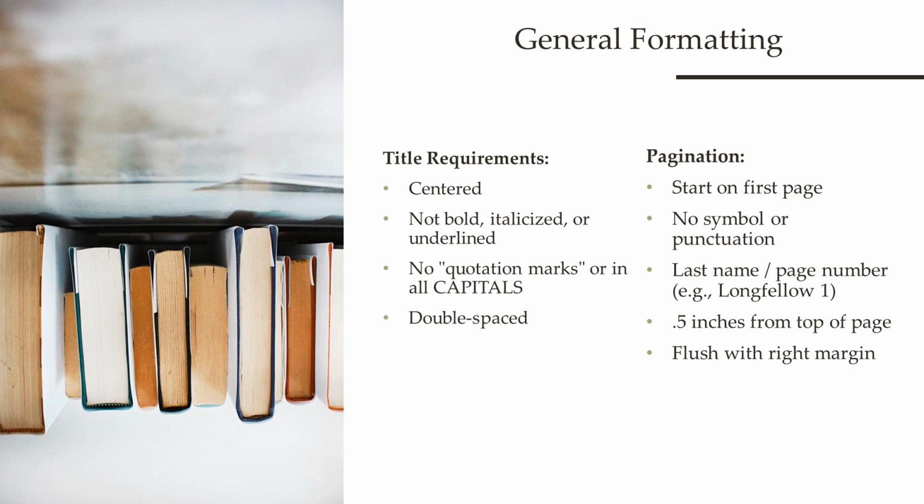When incorporating page numbers into an MLA document, start on the first page. Don't include any symbols or punctuation. Include your last name and page number. Place them in the upper right corner of the header. Make sure they are a 1/2 inch from the top of the page and flush with the right margin.